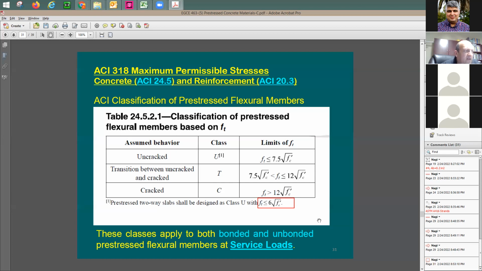Designers usually like to keep it below 6 square root of f'c, just to be safe. In many cases you have a slab and next to it a beam, and you'd like to be homogeneous and consistent in your design. So you just keep the stresses to 6 root of f'c, and with that you are matching some of the code sections. So you should be fine.